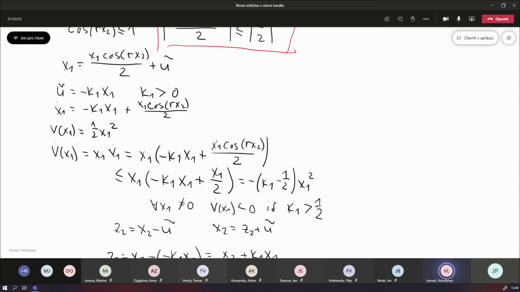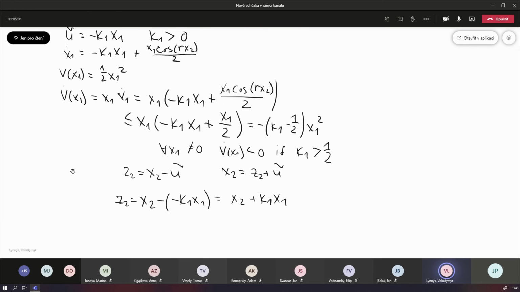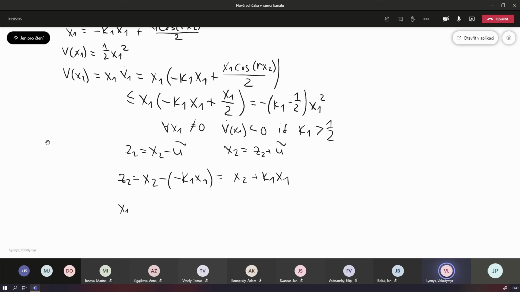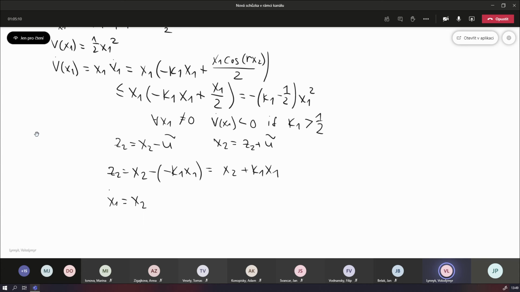And now we need to rewrite our system in new variables. x1 dot equal to x2 plus x1 cosinus r x2 divide 2, which is equal to z2 minus q1 x1, because x2 equal to z2 minus q1 x1, and plus this x1 cosinus r x2 divide 2.